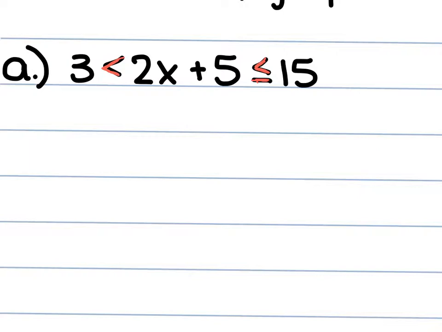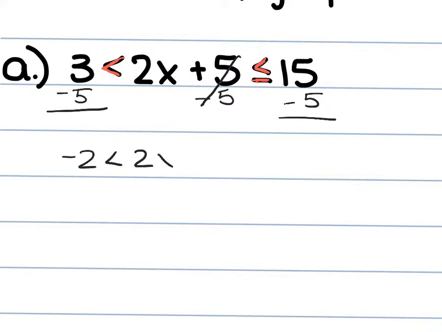All right. So let's pretend I want to get x by itself. Focus in on that 2x plus 5. How am I going to start by getting x by itself? What should I do first? We all agree we should subtract 5. So whatever I do here, I don't just do it on one side. I have to do it on both sides. So what is 3 minus 5? Negative 2 is less than 2x, which is less than or equal to 15 minus 5?